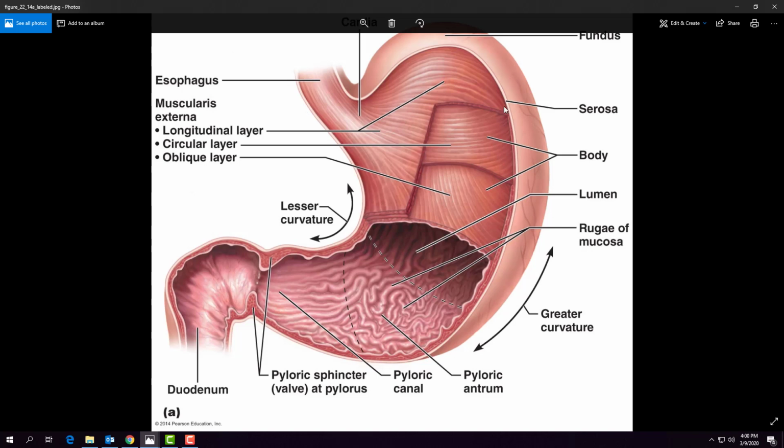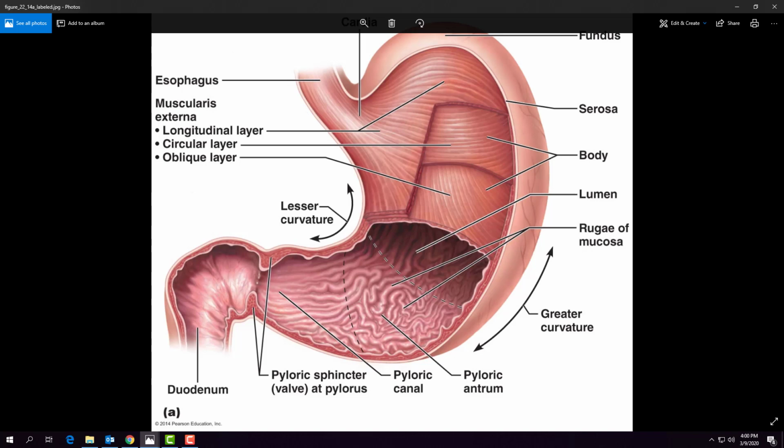Then this is all the body of the stomach. And then down here, this region as it passes into the duodenum is called the pylorus. And we'll have a sphincter here as the pylorus goes into the small intestine or the duodenum called the pyloric sphincter. So there are those parts.